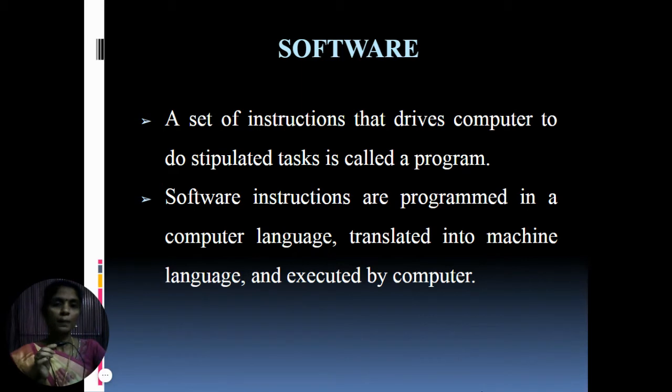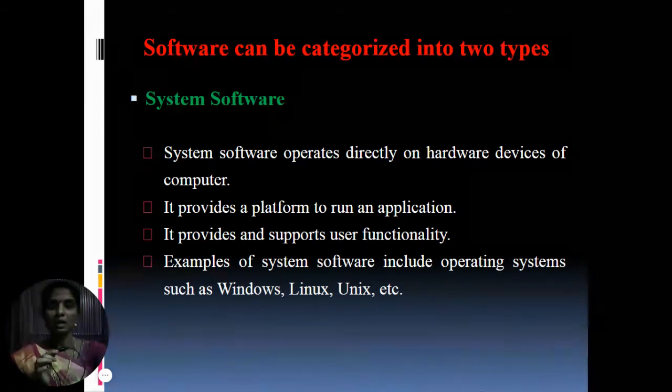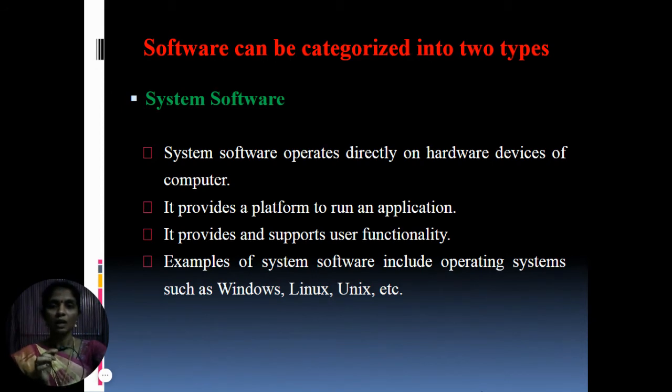Sorry, it's called a program. Software instructions are programmed into a computer language, translated into machine language and executed by the computer. The software can be classified into two types. One is system software, another one is application software.